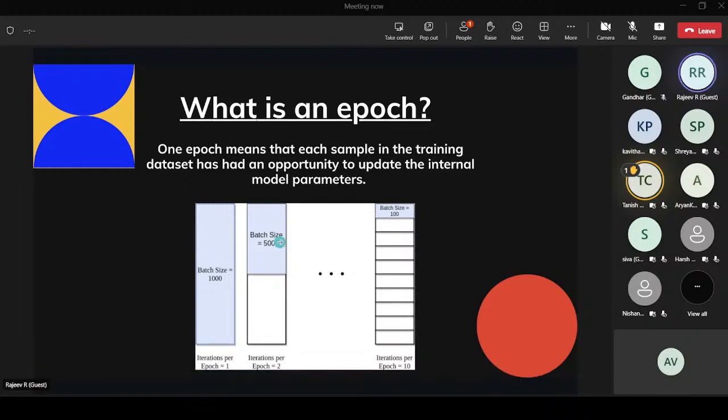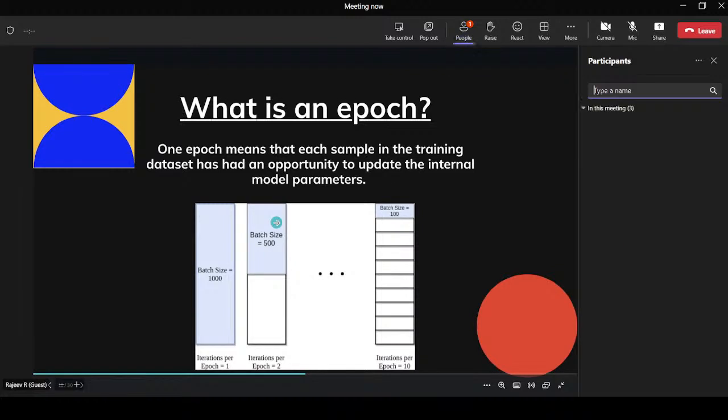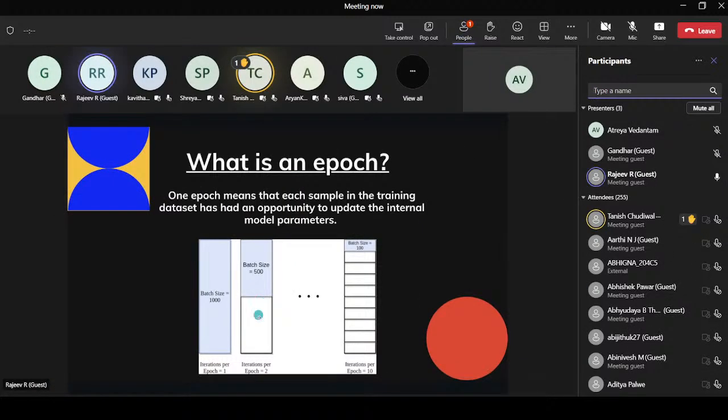You have a set of 1,000 samples, and if the batch size is 500, you'll end up having two iterations: one for batch one of 500 samples and one for batch two of 500 samples. So iterations per epoch is two. That's a way of looking at how iterations work. Similarly, if you have a batch size of 100, you need 10 iterations to cover one epoch. I hope this is clear.